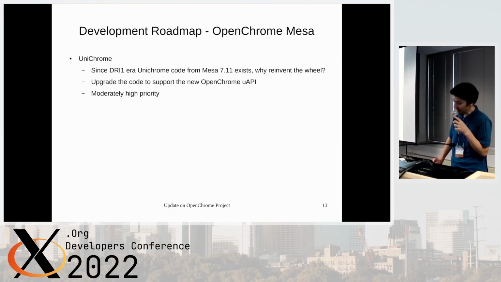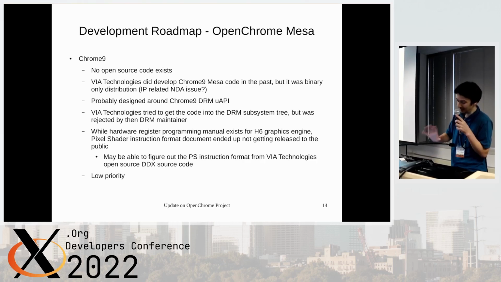And then for Mesa, there is actually Unichrome code from a long time ago. I'm trying to revive it and reuse it, because I don't think I could really reinvent the wheel. For their newer engine called Chrome 9, it was binary only and they never disclosed it, so I don't think I will really try. That's basically what I'm planning to do over the next couple of years.